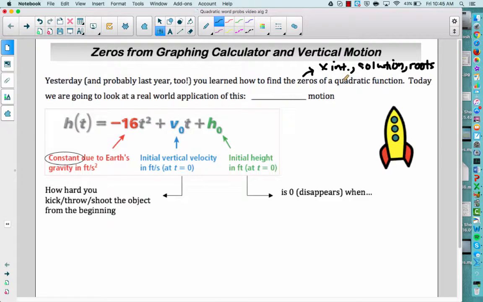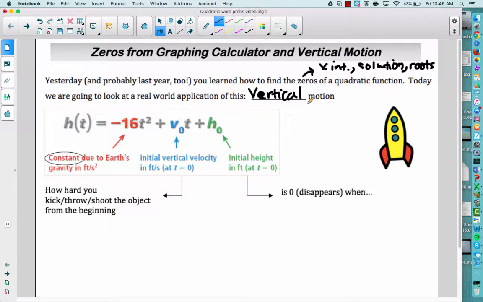We're setting the equations equal to 0 and solving by factoring. But right now what I want us to look at is real world examples. The most common use of a quadratic function is in vertical motion problems. So today we're going to look at the real world application of this. So we're going to be looking at vertical motion.